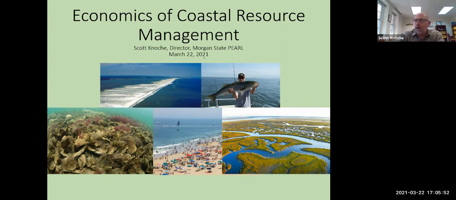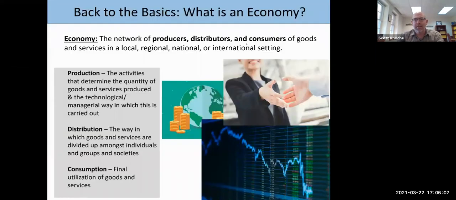So without further ado, I'll get started. I plan to get started, but that's how these things work. It's not moving. I'm not going to a new screen here. Oh, there we go. All right. A little bit of a lag.